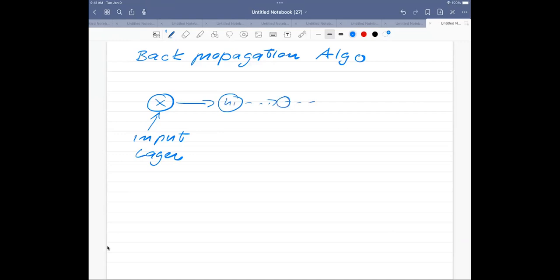So this would be hidden 1, hidden 2, and then we have a hidden, let me just make these circles a little bit larger here, hidden L, which is the last one, which is the output layer. So that produces an output, which I now will label with Y.